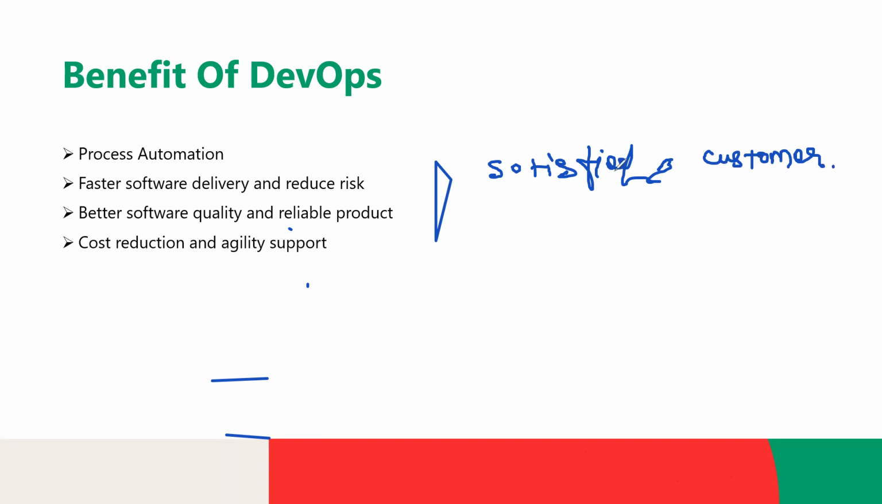Okay. And then satisfied customer will be there, satisfied product owner will be there. So this will be the result of all this automation.